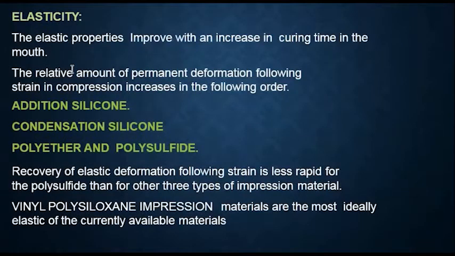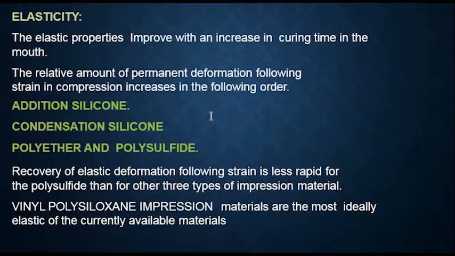Now coming to certain parameters you should know for elastomeric impression materials, like elasticity. Based on that only, they are classified as elastomeric impression materials. Elasticity improves with an increase in curing time in the mouth, and the relative amount of permanent deformation following strain in compression increases in the following order: addition silicone, followed by condensation silicone, followed by polyether and polysulfide. They have more permanent deformation, especially polyether and polysulfide, and recovery of elastic deformation following strain is less rapid for polysulfide than for other types of impression material.